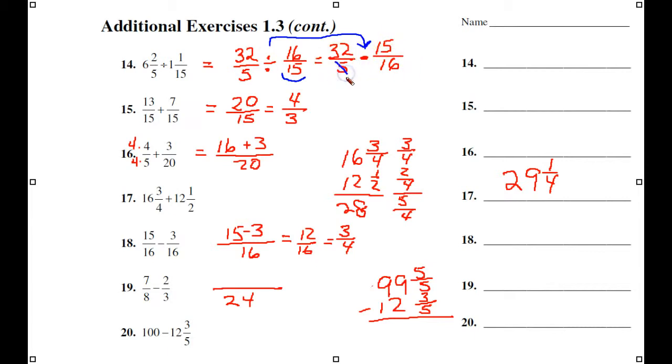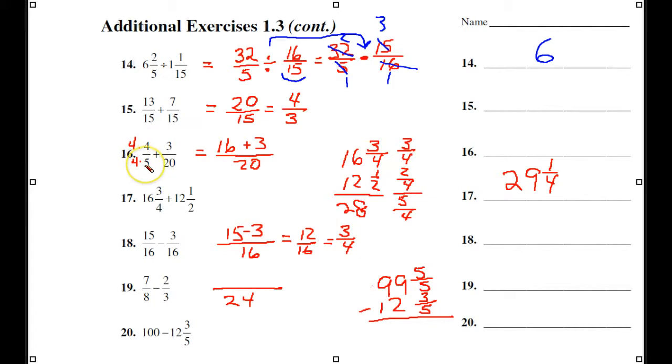Notice now we can cancel out. This becomes 1. This becomes 3. This is a 1. This is a 2. So for number 14, the answer is 6. And here, since our denominators are the same, we just add our numerators, put them over our common denominator, and this can be reduced to that.